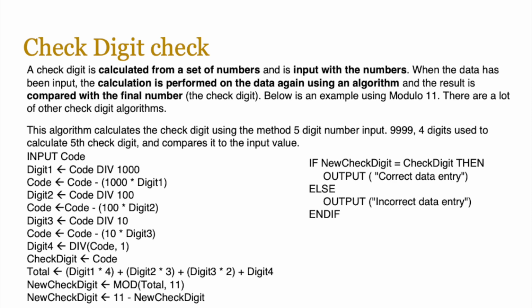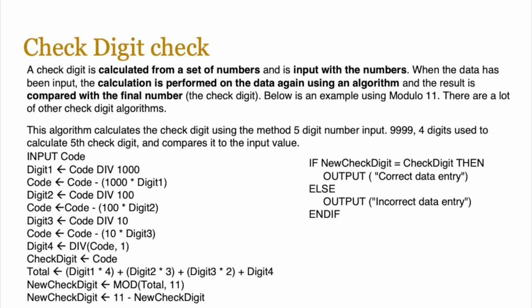The final validation check is a check digit check, and the check digit is calculated from a set of numbers and is input with the numbers. So when the data has been input, the calculation is performed on the data again using the same algorithm, and the result is compared to what was input. And if they match, therefore the data entered is correct.